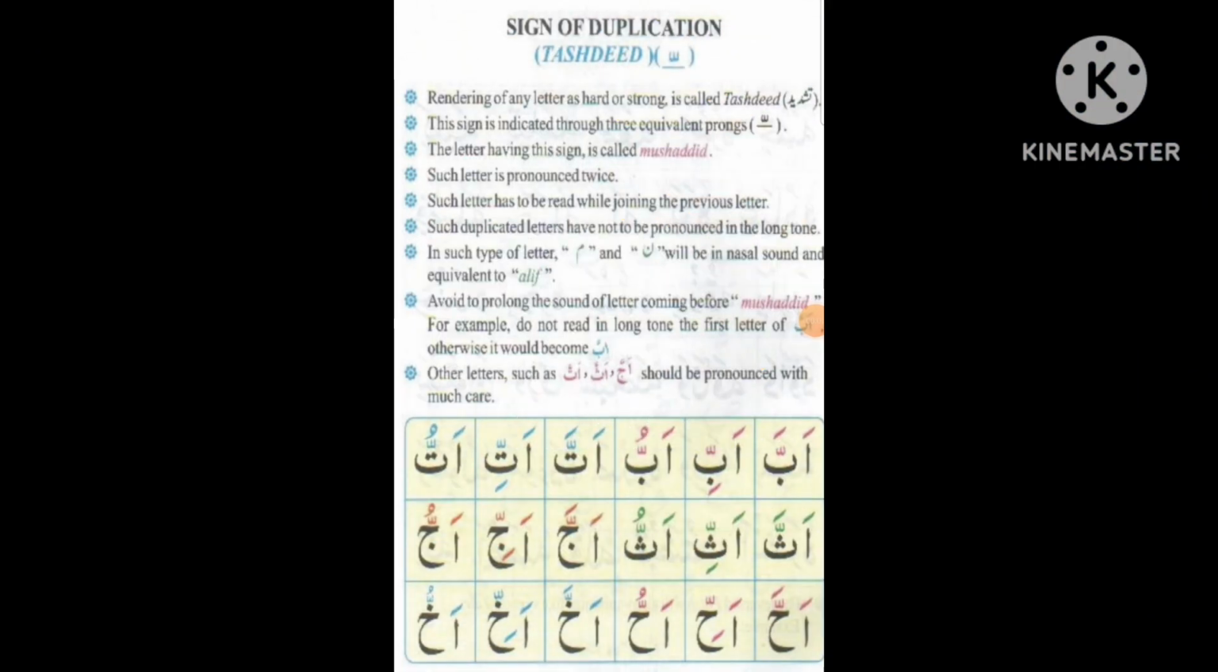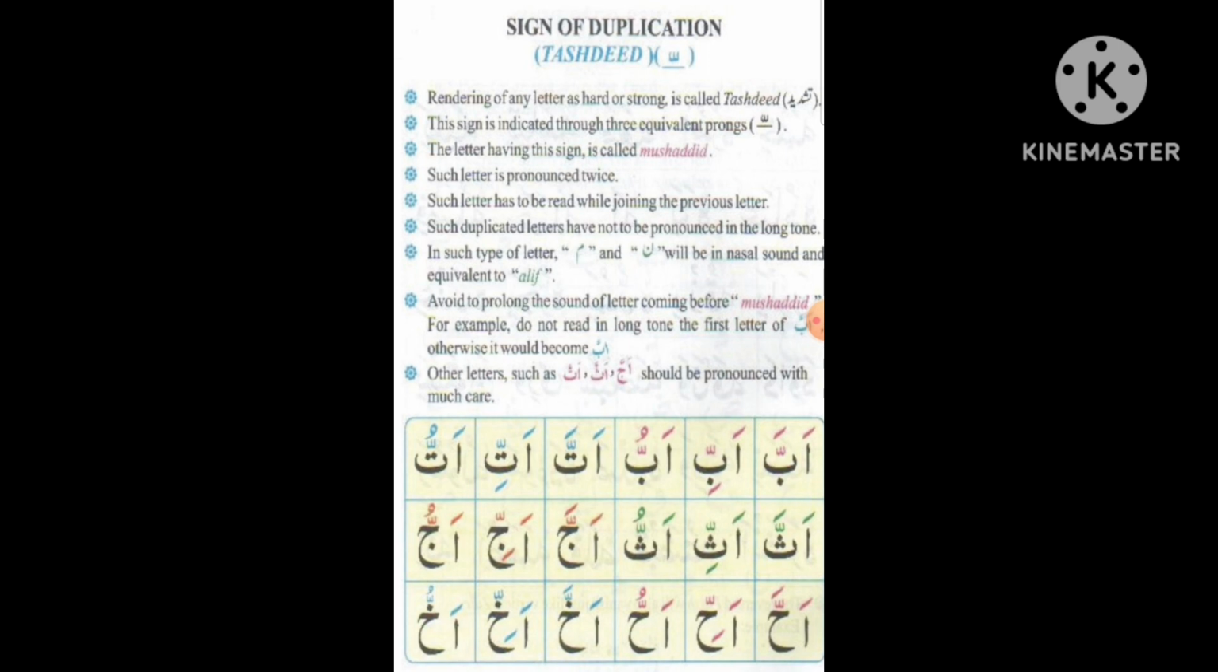Bismillahir Rahmanir Rahim. So in today's lesson we are going to learn about Tashdeed. You can see that on the screen it is written Tashdeed and there is a small W sign beside it. So this W sign is called Tashdeed. As we learned in the previous lesson on Jazm, the quiescent, there was a small curve, the reversed C. That was the quiescent sign, the Jazm sign.